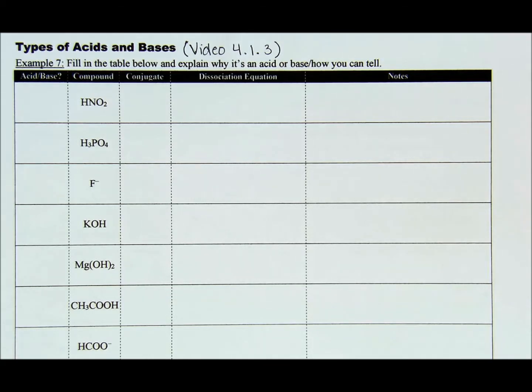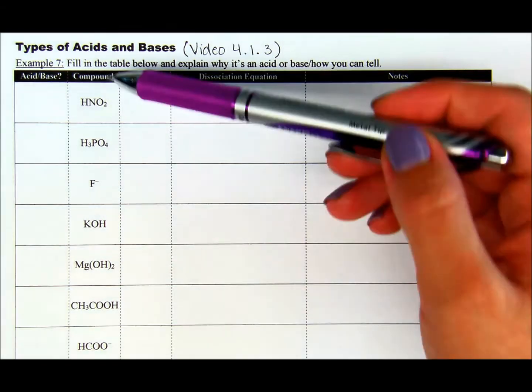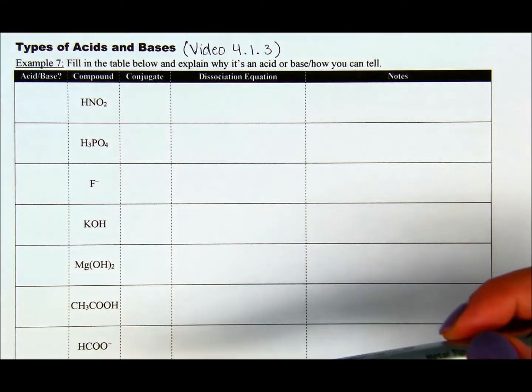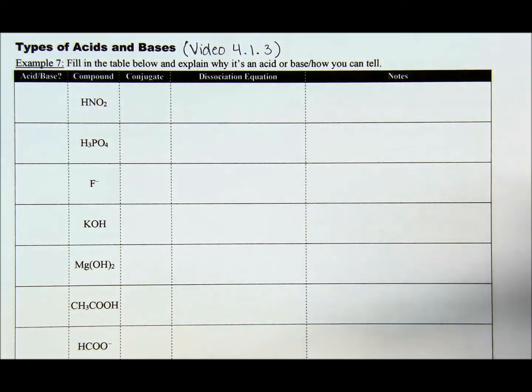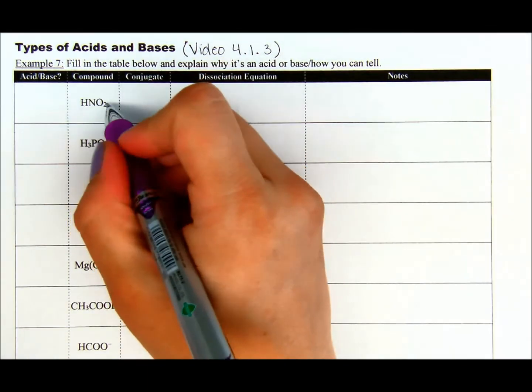Now we're going to go over the types of acids and bases in video 4.1.3. Chances are you won't know the answers to all of these right off the bat. That's okay. We're just going to learn through several examples how to recognize different types of acids and different types of bases. Let's start with HNO2.